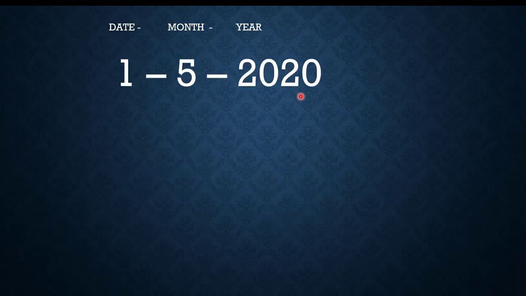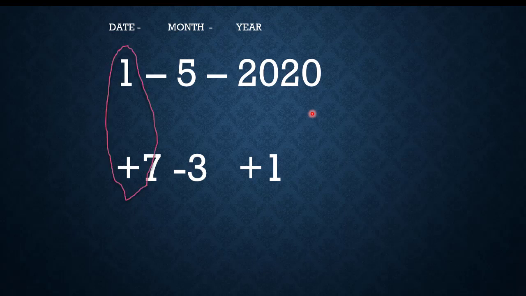For example, the LMP of a pregnant lady is 1st May 2020. Now when we apply this formula, we have to add 7 days in day, and we have to minus 3 months from May, and we have to add 1 year in years. So what will be the EDD?